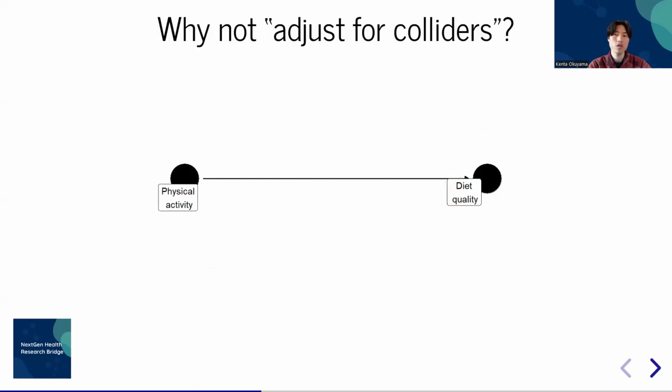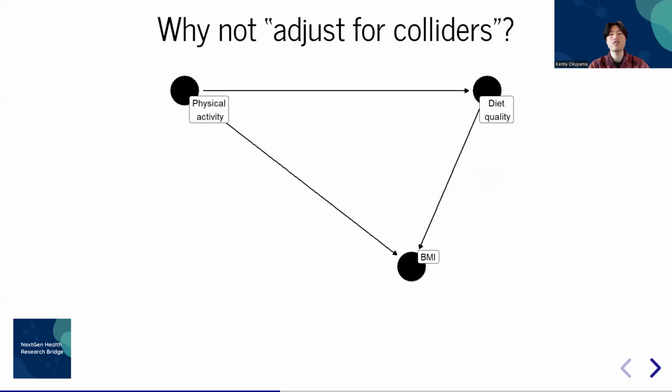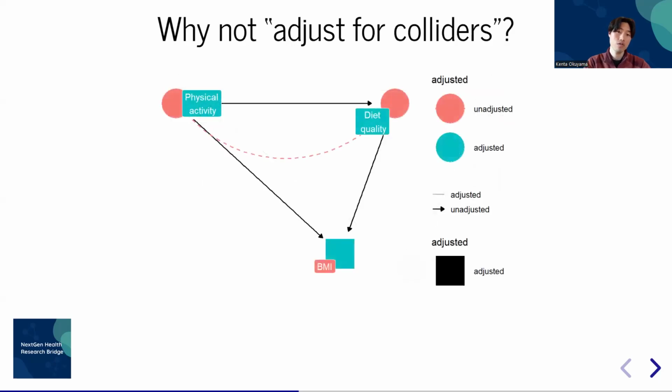Okay, at last, we will look at the example of collider. Let's say we have the data of physical activity and diet quality. And since they are both behavioral factors, we suppose they are not causally associated with one another. However, our data was conditioned on study individuals with high BMI. We may end up finding a significant association between physical activity and diet quality by conditioning on BMI, a collider in this particular case.